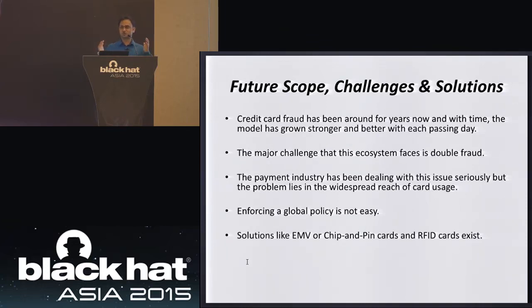The payment industry needs to update the POS devices as well. If you are updating the payment method, you need to have the right payment setup as well. You need to update the POS devices and all those things. So solutions like EMV, chip and PIN cards, and RFID cards exist. There are RFID cards these days where you just need to wave your card against the POS machine and the payment will be made. But as I said, enforcing something that is global takes time. It takes time to reach different countries, and it takes time to reach different stores.